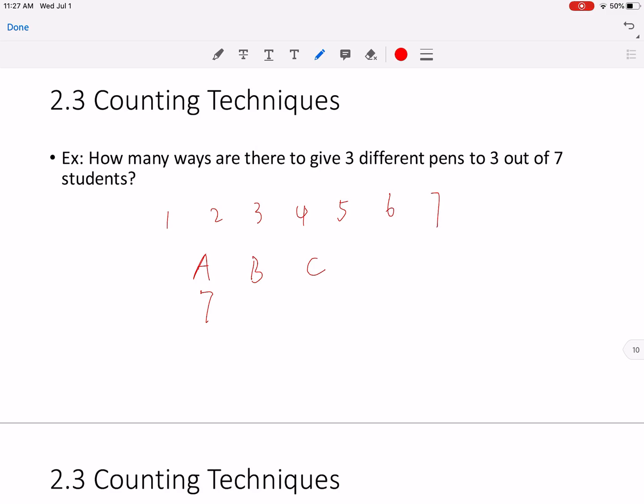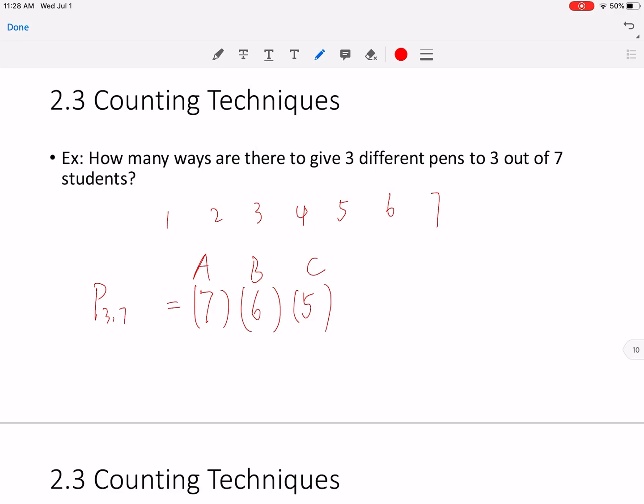After A, if I want to give B to the rest of them, how many choices do we have? It's going to be 6. After B, if I want to give C to the rest of them, how many choices do we have? It's going to be 5. So this is equal to the permutation P 3 7, which is equal to 7 times 6 times 5. Why is it a permutation? Because the order matters.